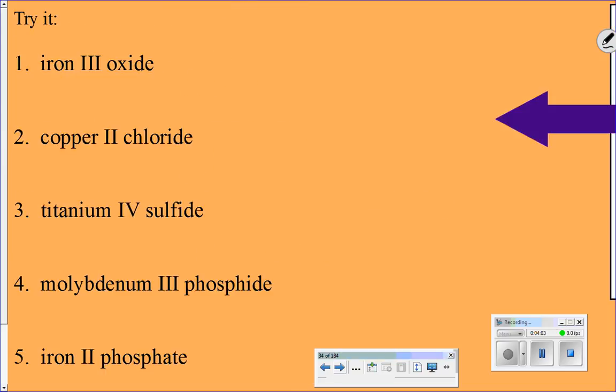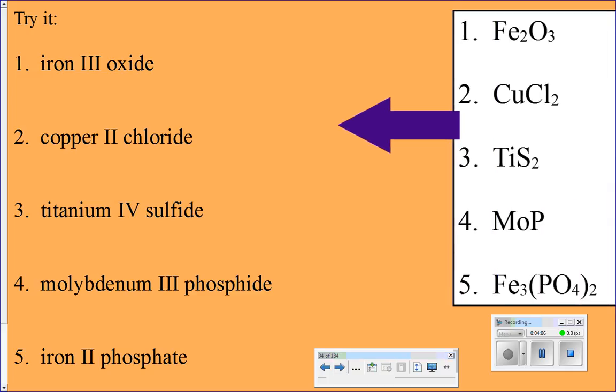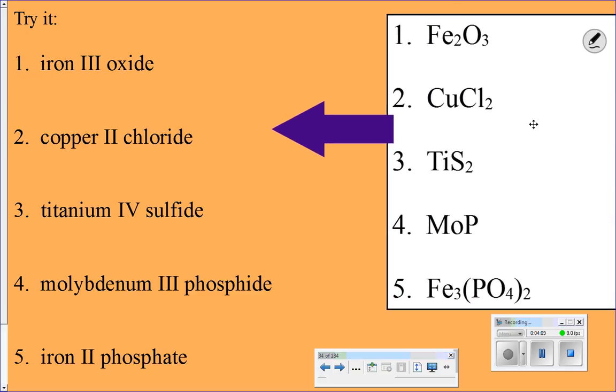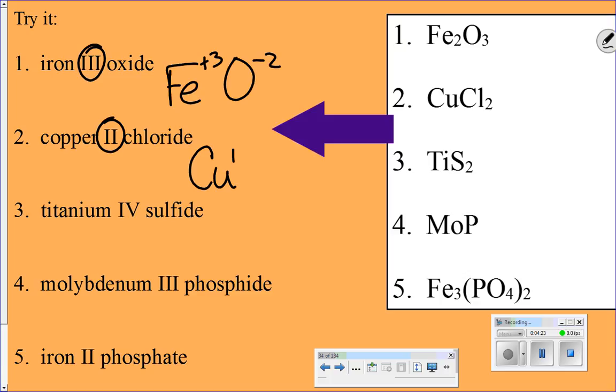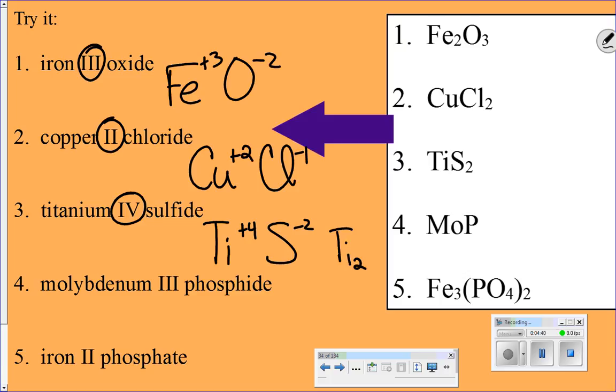So pause the video for a minute and try each of these. So for iron oxide, you should have gotten Fe2O3. Fe, this Roman numeral is telling us this is +3, oxygen always -2, and then you simply crisscross. Copper has a +2, so this is Cu +2, Cl -1, simply crisscross. IV means 4, so this is titanium +4, S -2. You do end up reducing on this one, so instead of leaving it as Ti2S4, this actually reduces to TiS2.